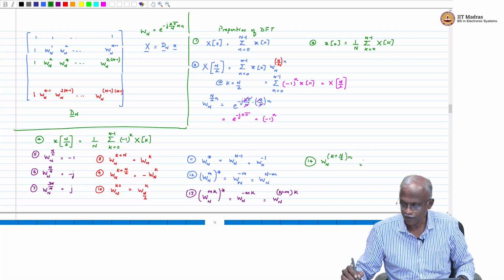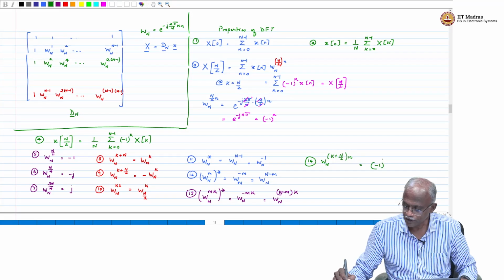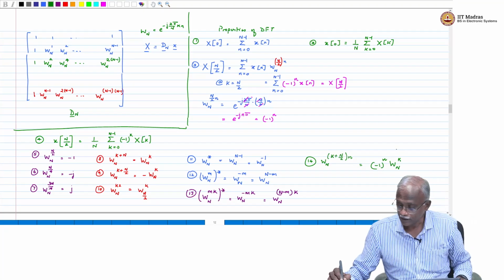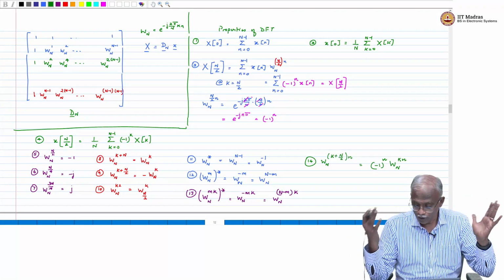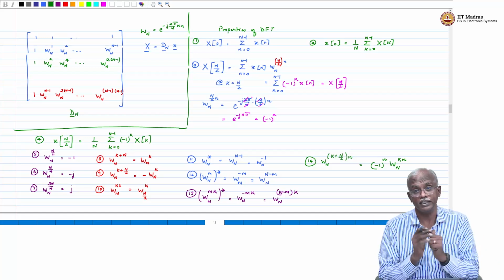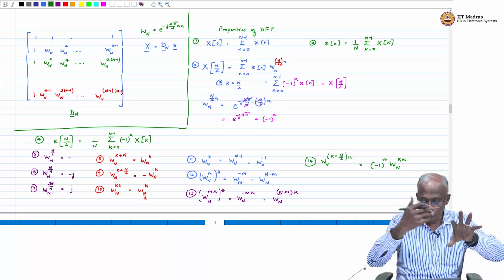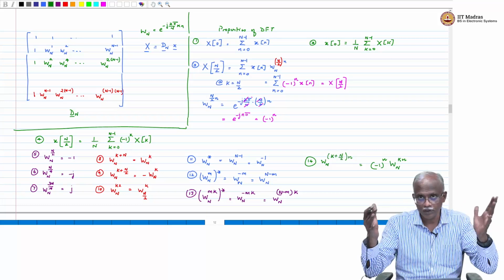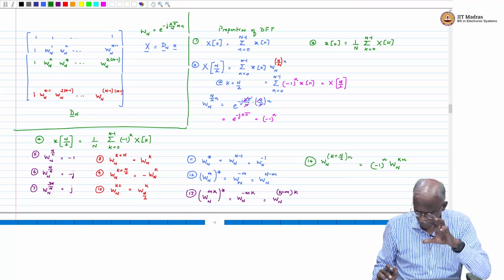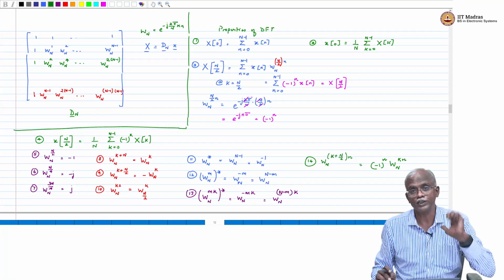So this is nothing but Wn n by 2, which we know is equal to minus 1 raised to the power n, Wn k. Basically, in the DFT matrix, what you find is that there are a lot of symmetries. There are a lot of similarities. There's one coefficient that's negative, another coefficient multiplied by j, multiplied by minus j. We find that there are a lot of symmetries within this matrix. And this precisely is what we will exploit to derive the fast Fourier transform.